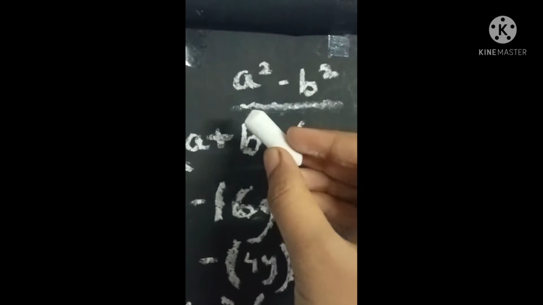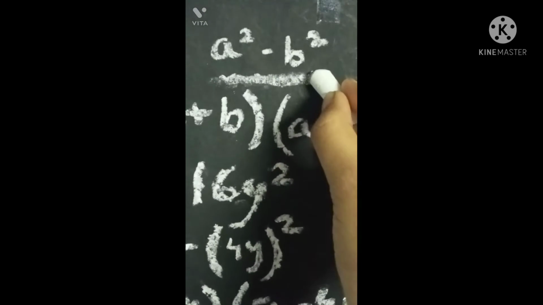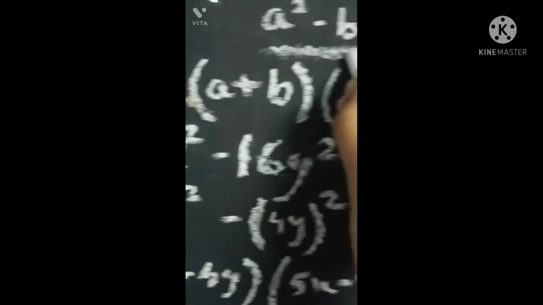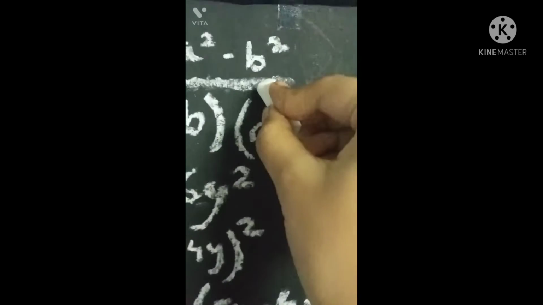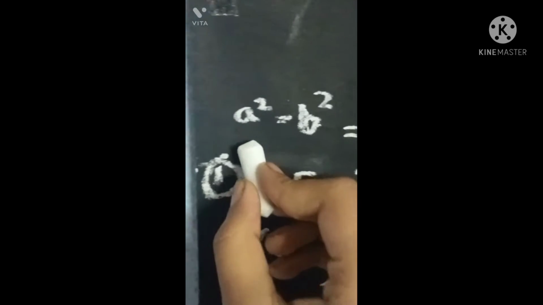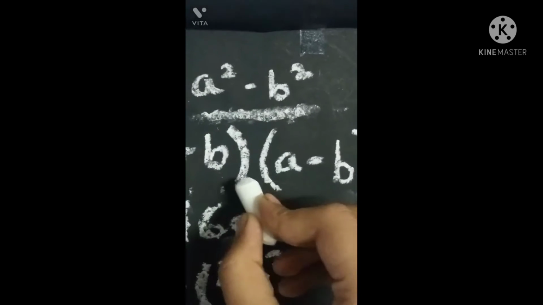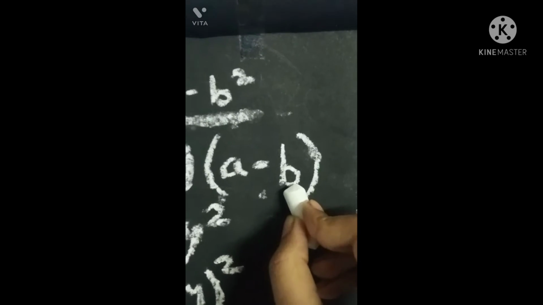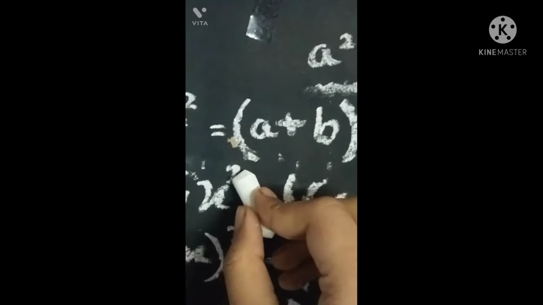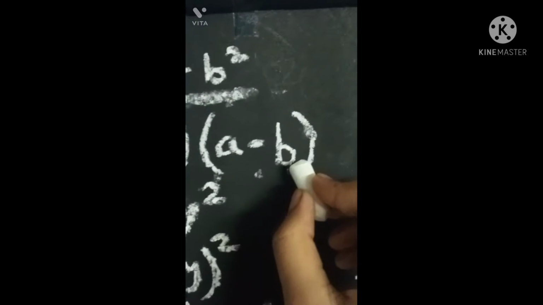You can see it is my board and this chalk, and this is a square minus b square. And now how it is coming, a square minus b square, I will tell the formula. A square minus b square equals a plus b into a minus b. So what is the formula? A square minus b square equals a plus b into a minus b.